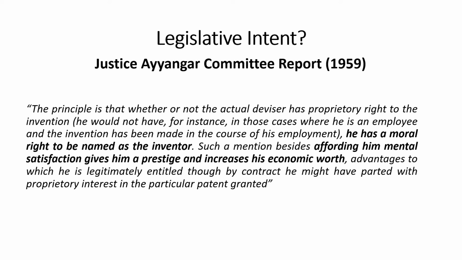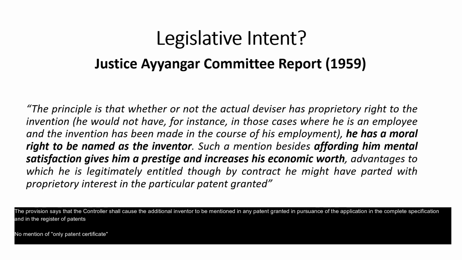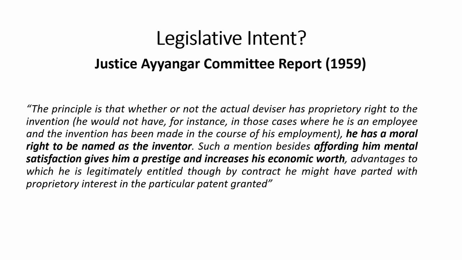So neither the Iyengar Committee report nor the Patents Act specifically mentions that this provision only helps the name of the additional person to be added in the patent certificate. So I think that is a very restrictive reading of the provision, and nothing like that is actually intended by the legislature. So finally, to conclude, what the provision finally does is it helps you to add the name of an additional person who has contributed towards the innovation in the records of the patent office, and you can add that person's name in respect of the patent application.